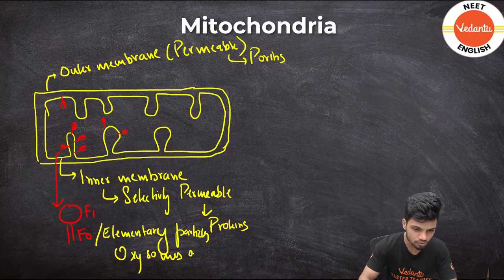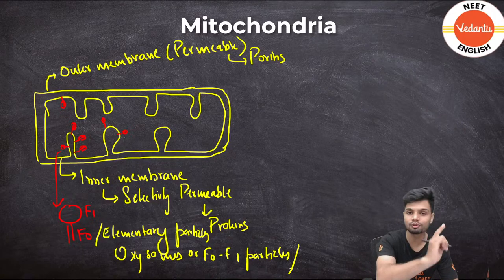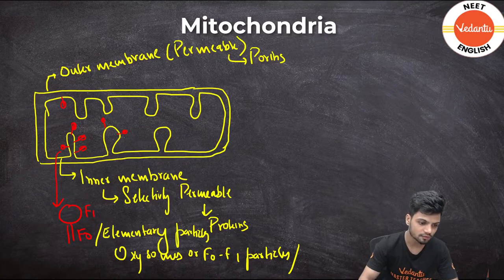Oxysomes. They are also called F0, F1 particles. They are also called ATP synthase. ATP synthase is the fifth complex in your electron transport chain.